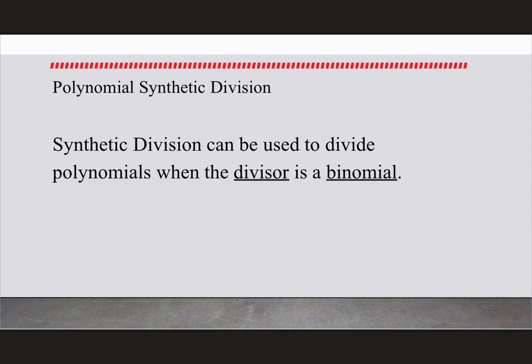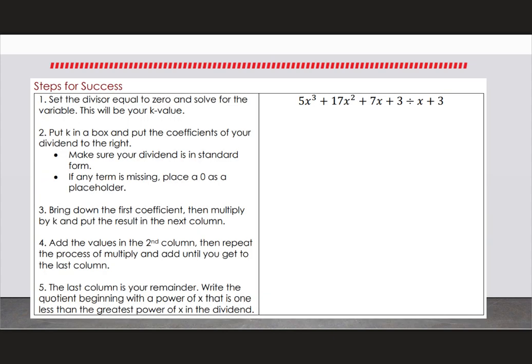binomial. So when you look at what you're doing, this is called the dividend. And this is called the divisor. So when it's a binomial, that's when we're going to use synthetic division. So step one is we set the divisor equal to 0. So I'm going to do x plus 3 equals 0. I'm going to subtract 3 from both sides. So x is negative 3. So negative 3 is what I'm going to use to divide. And I'm going to put it in a little half box there.